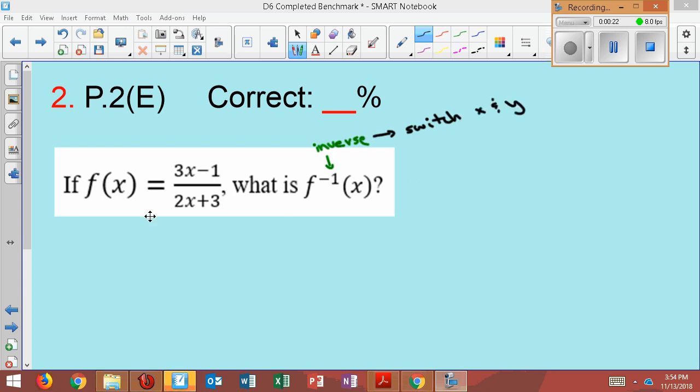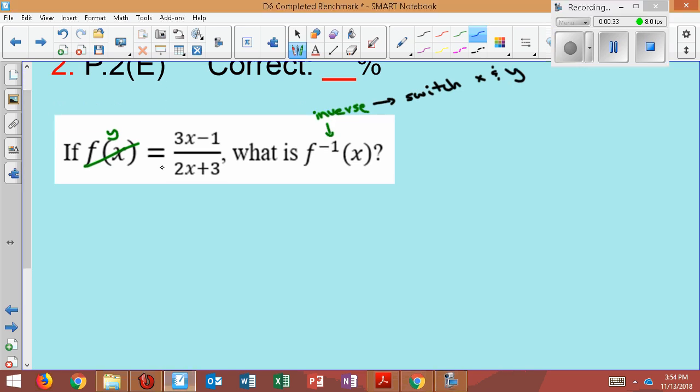And I taught you multiple ways of how to solve this. What I'm going to do here is first the algebra way. So this f of x represents our y here. So if I wanted to solve this algebraically, I would need to switch x and y. So I'd say x equals (3y minus 1) over (2y plus 3). Now, I'm just going to put a star over here because we're going to come back to this in a little bit. I'll show you how you can graph this and know what the graph of the inverse should look like.